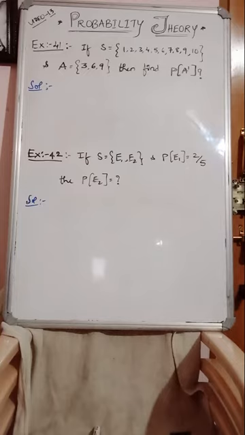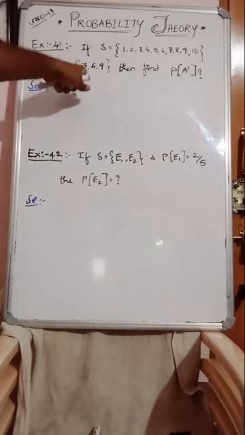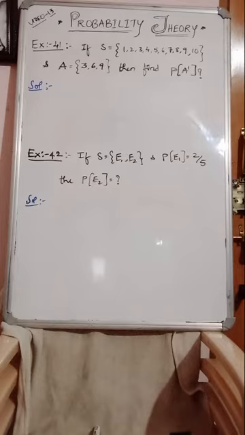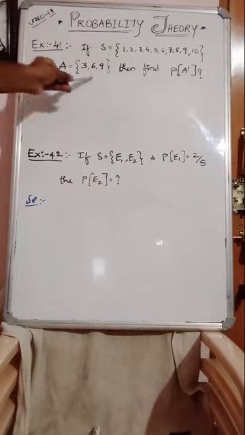Example number 41. If S equals 1, 2, 3, 4 and so on up to 10 in a set, and A equals 3, 6, 9, then find the probability of A dash. Now look here. The total exhaustive cases are 10, isn't it? 1, 2, 3, 4, 5, 6, 7, 8, 9, 10. Therefore, the exhaustive number of cases is 10. And then the A values are given 3, 6, 9, isn't it? But we do not know what exactly it is. See, only 3 events are given.